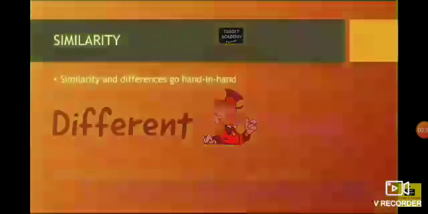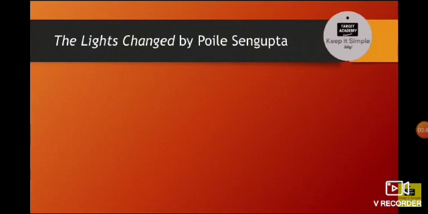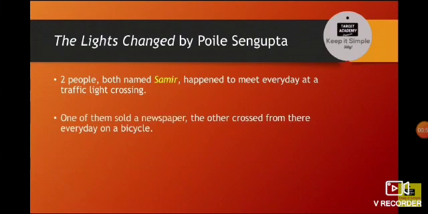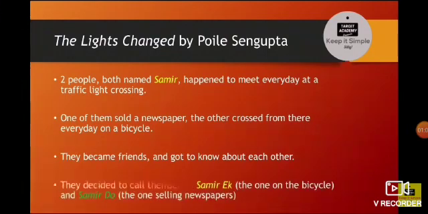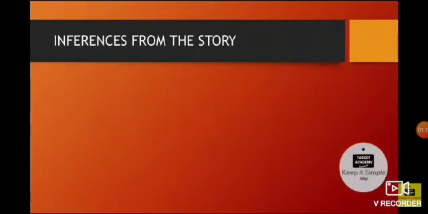Let's understand it more. Similarity: we differ in many things, but in many ways we are also the same, alike. How? Consider the story "The Lights Changed" by Paromita Sen Gupta. Two people, both named Samir, happen to meet every day at a traffic light crossing. One of them sold newspapers, the other crossed there every day on a bicycle. They became friends and got to know about each other. Samir Ek, the one on the bicycle, and the one selling newspapers decided to call themselves Samir Ek and Samir Do, for the difference between each other.